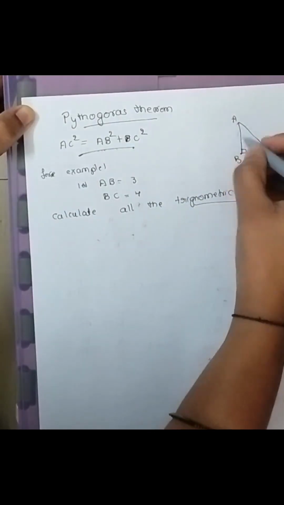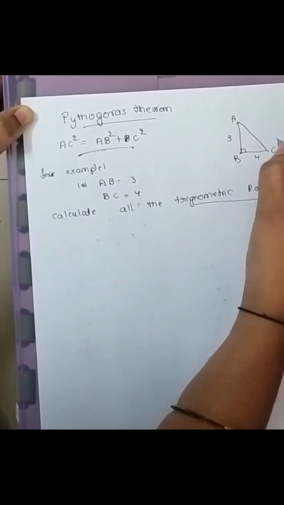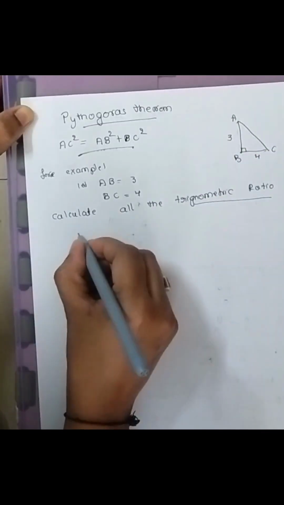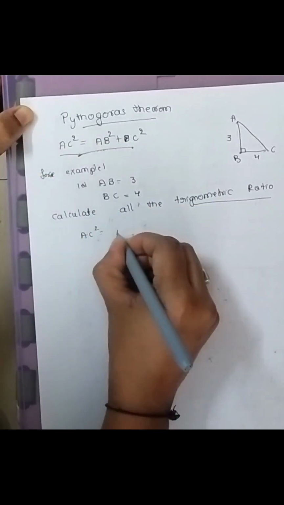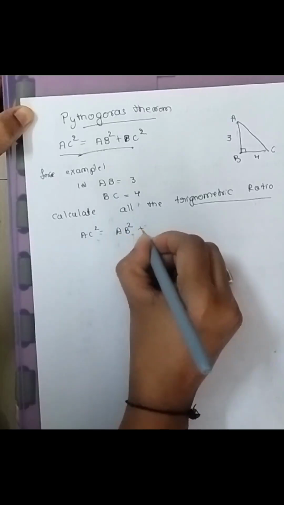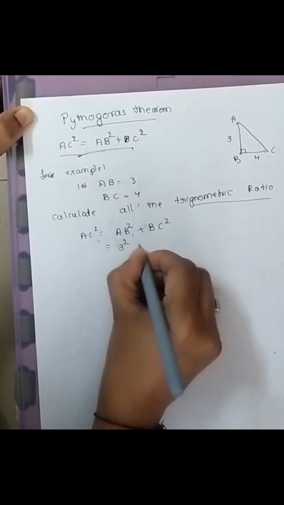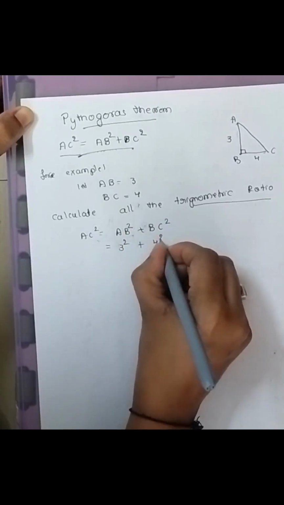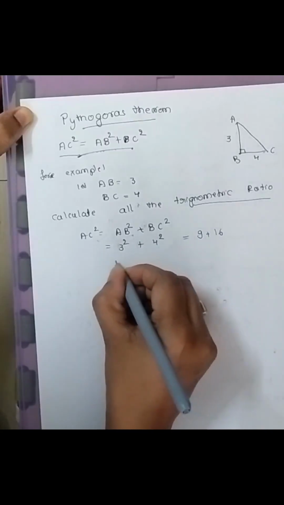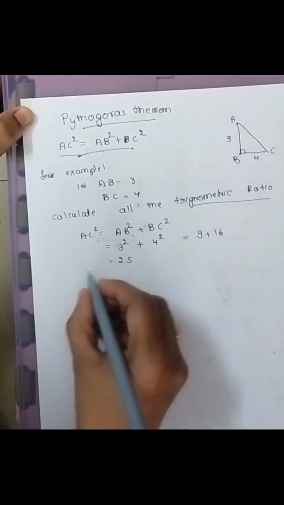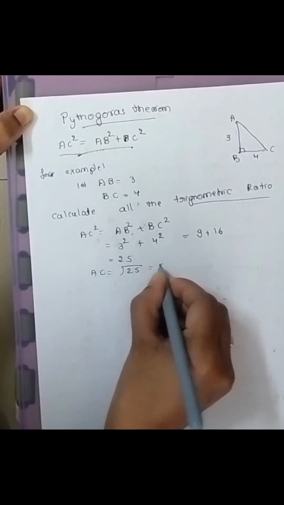How? We know that AB is 3 and BC is 4, but AC is not known. So how to calculate that? Using the Pythagoras theorem. So AC square is given by the AB square plus BC square. What is AB? That is 3, the 3 square. What is BC? The 4. That is 4 square. So that is nothing but 9 plus 16. What is 9 plus 16? It is 25. So AC is given by the square root of 25, that is 5.